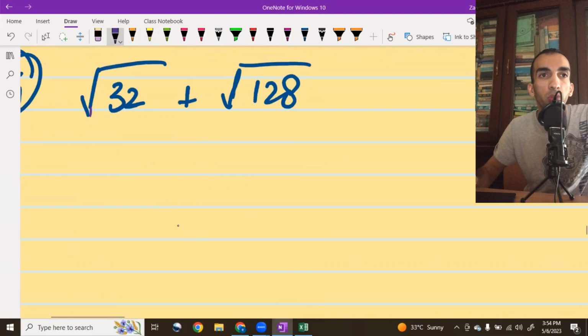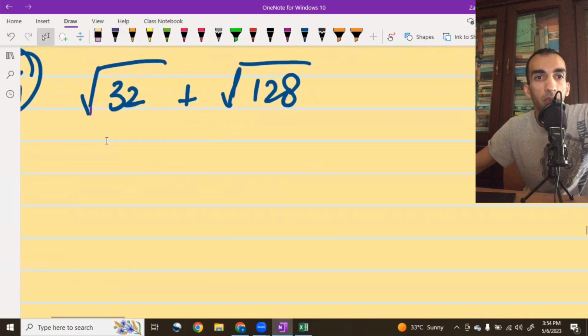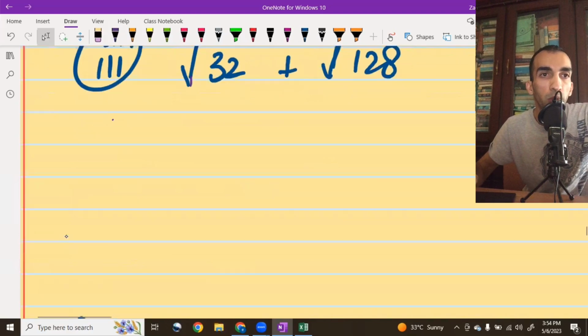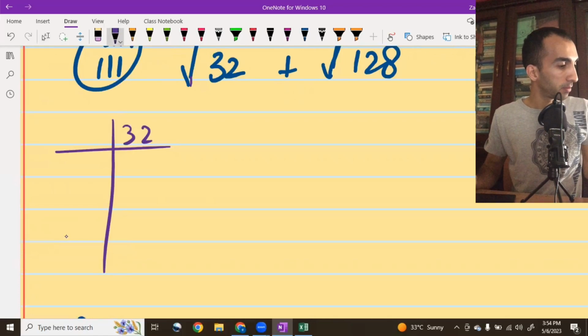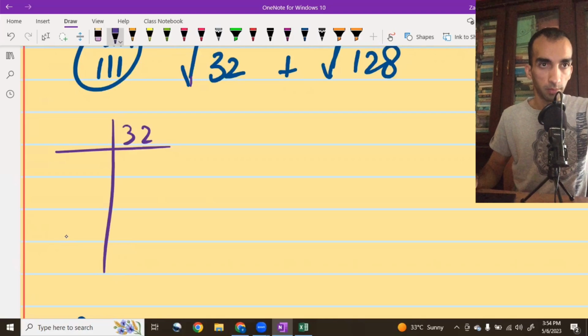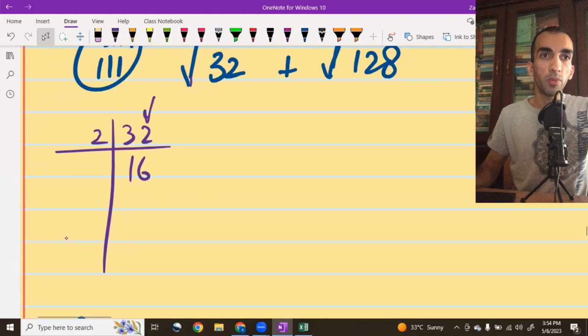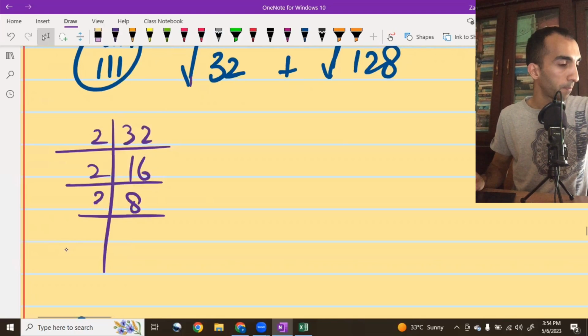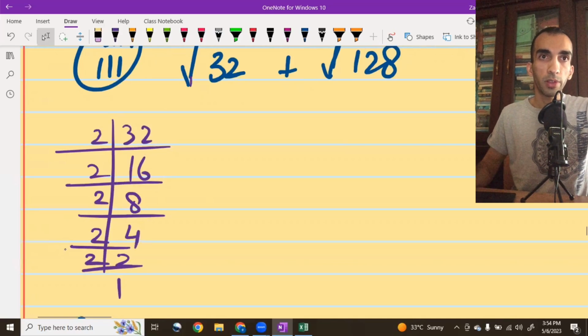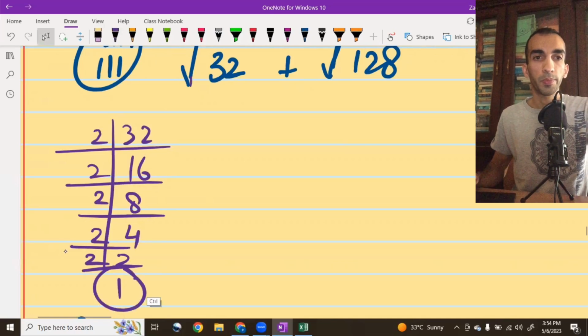32 can be changed into how many factors? And what are those factors? If I were to divide 32 with a prime factor, what number can I divide it with? You can divide it by 2, right? If it ends in an even number, I can divide it with 2. If this also ends in an even number, I can once again divide it by 2. Now, divided by 2. You can also divide it by 2. I'm going to keep on doing the process until I reach the number 1.